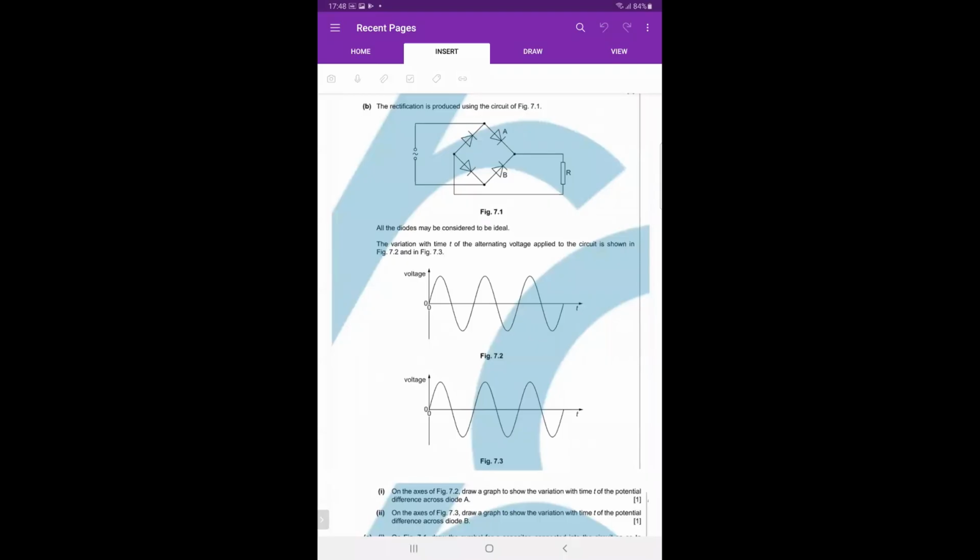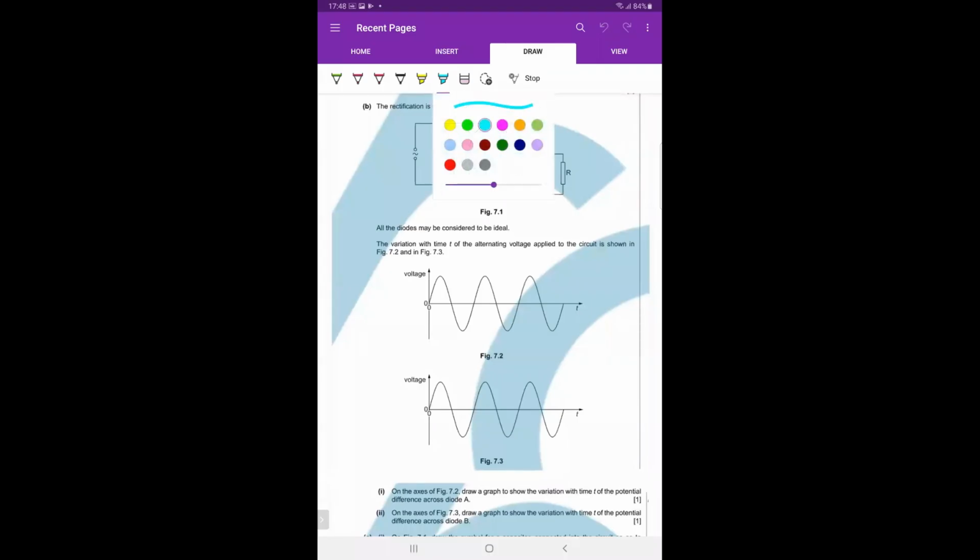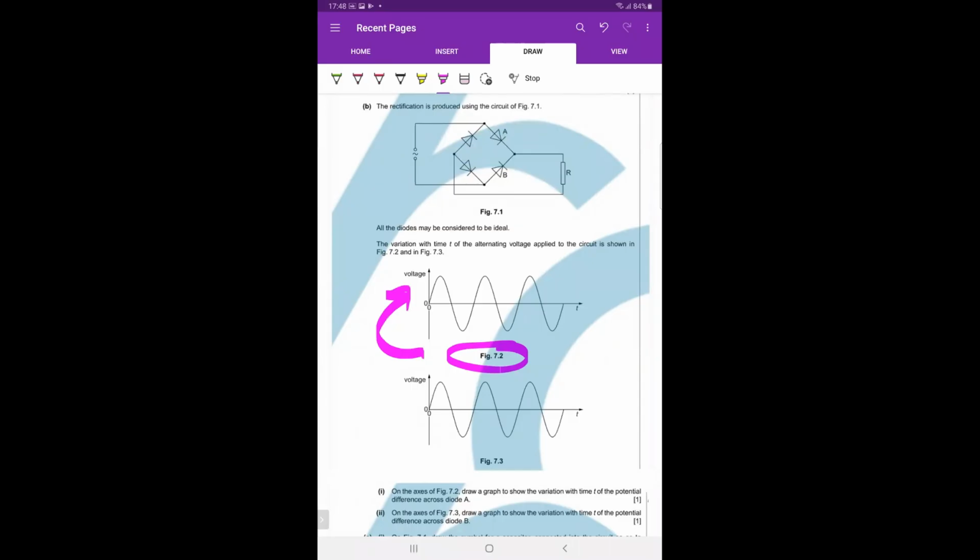So combination of 4 diodes is given to you. अब look carefully. They have given you a figure 7.2. खुद बनाकर एक ग्राफ दे दिया है. They have given you a graph of figure 7.3. खुद ही दे दिया है. 2 दफा AC सप्लाई का पूरा ट्रेस आपको बना के दे दिया है for your convenience.